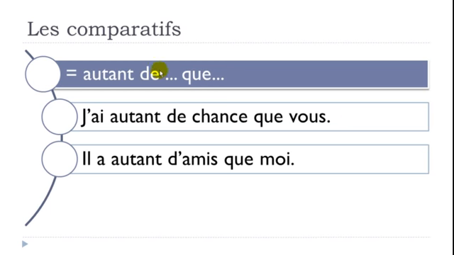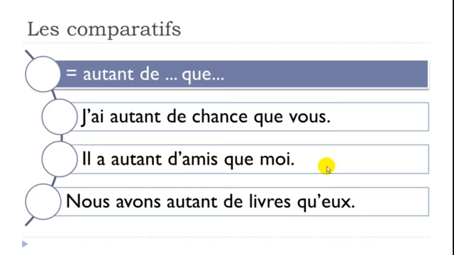As usual in French, you've got this de here, but if the word coming right after starts with a vowel or silent h plus a vowel, then you should definitely take this away. Il a autant d'amis que moi. Nous avons autant de livres que. Same thing here with que, followed by a vowel: in that case the e needs to go away, and then you get qu'.